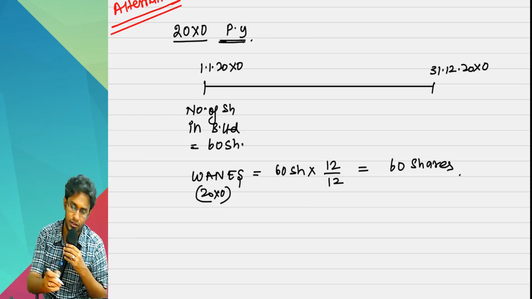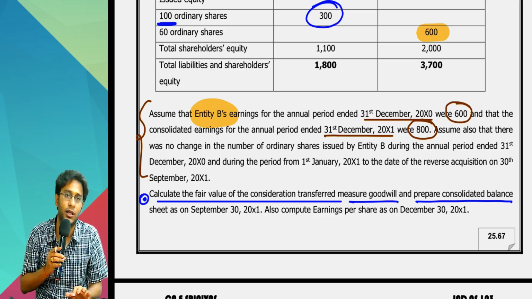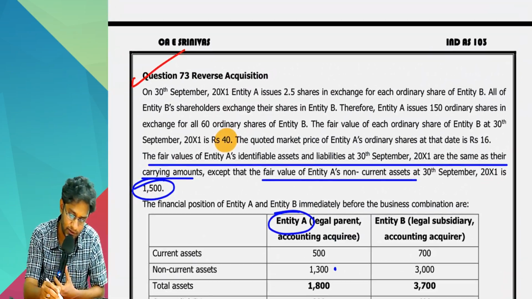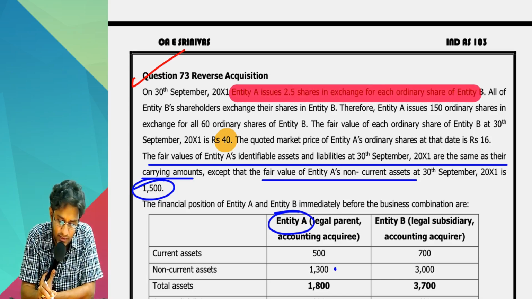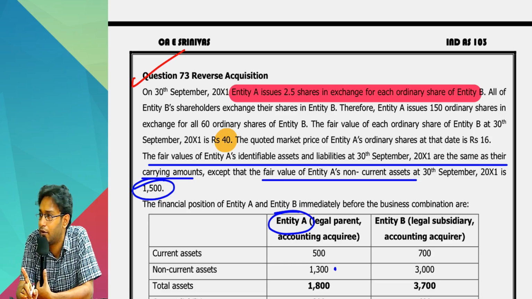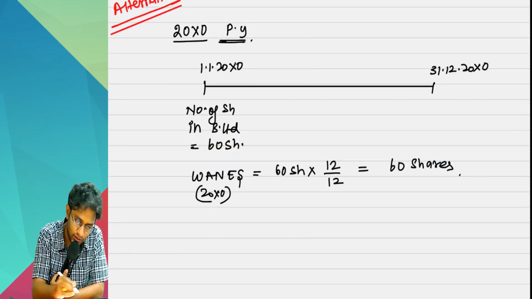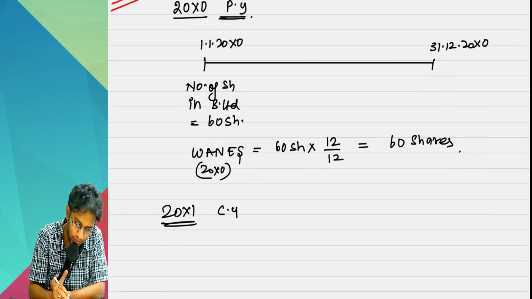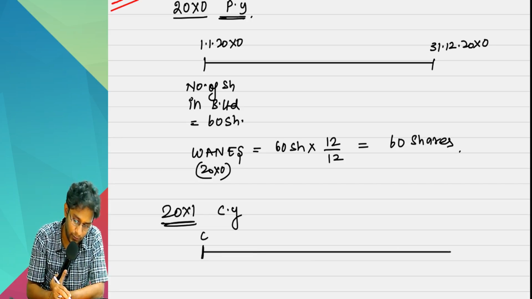Read the first line of the question, all of you. Sir, you can't leave this. You can't say I'm tired to think. That is bad, sir. You can't be lazy like that. Read the first line. Again, all of you, please. A Limited issued 2.5 shares in exchange for each ordinary share of B. Correct? Okay, remember this. This is 20X0. Next, come to 20X1, current year. Substance, we have drawn one diagram now. Go there, the substance diagram.